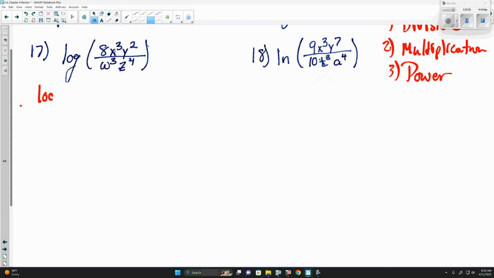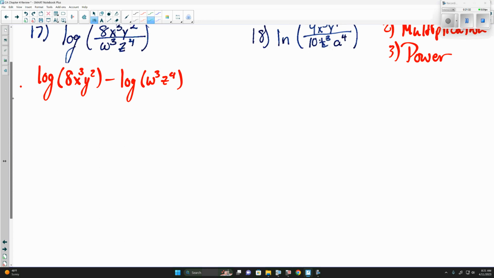So when we look at this first one here, we would do the division property, because the division property states that we can rewrite division inside the logarithm as subtraction. We can write what's divided inside the logarithm as subtraction. Then from there, we can use the multiplication property, which states anything that's been multiplied inside the logarithm can be rewritten as addition of those logs.